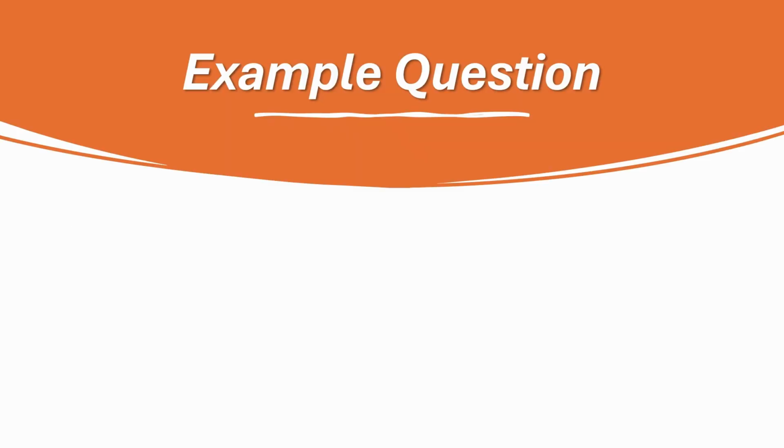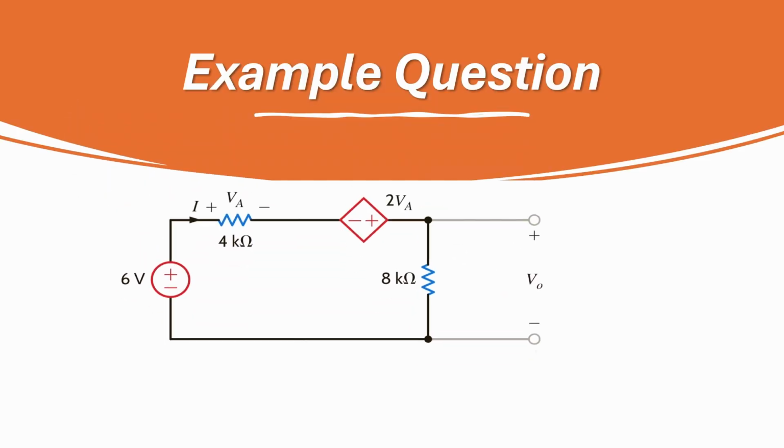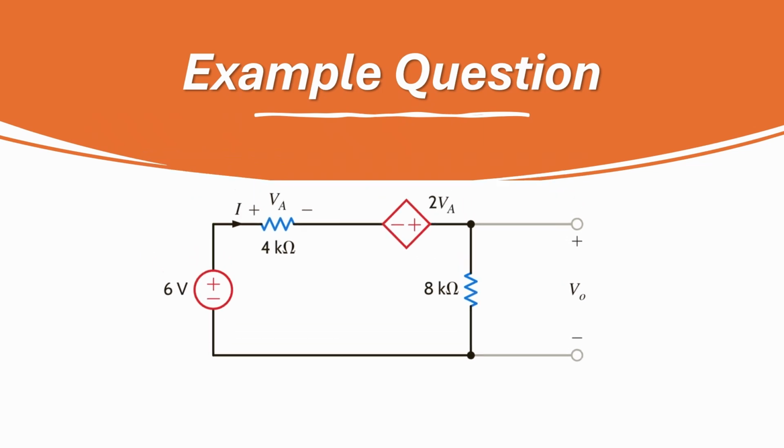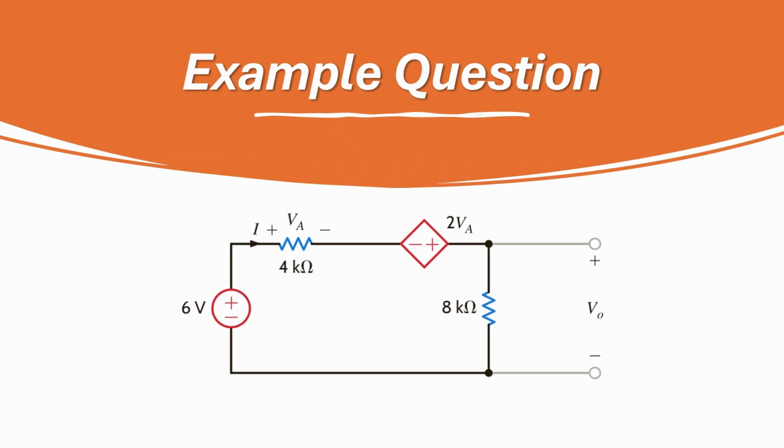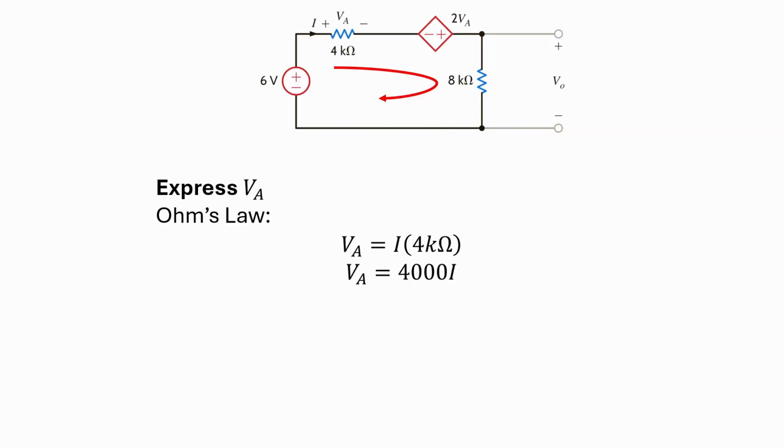Let's walk through a step-by-step example to see how the math actually works. We have a circuit with a 6-volt independent source, a 4 kilo ohm resistor, a dependent voltage source labeled 2V sub A, and an 8 kilo ohm resistor. Our first goal is to find the value of V sub A. Using Ohm's law, we can express V sub A as the current I multiplied by the 4 kilo ohm resistance, giving us 4,000 times I.